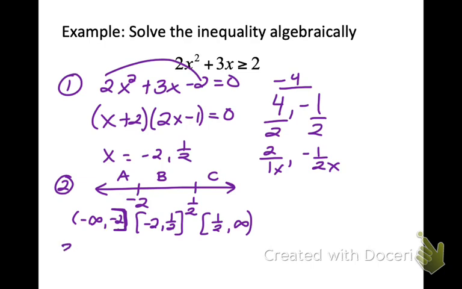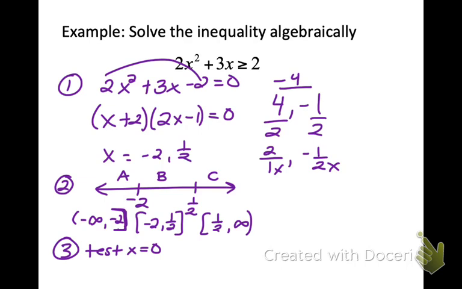So now, option 3, can I use 0 for my tester point? Yes, test x equals 0. 0 lies in which interval, A, B, or C? B, right? Between -2 and 1/2. So if it's not true for this, then it has to be true for A and C. If it's true for B, then it can't be A and C.